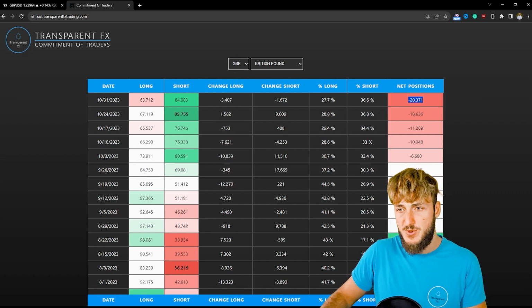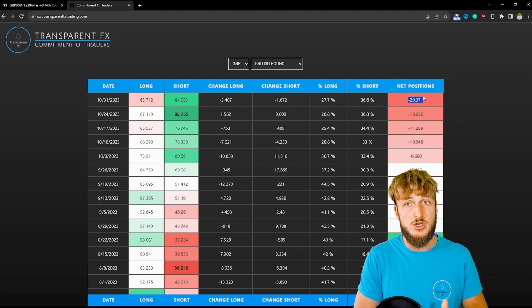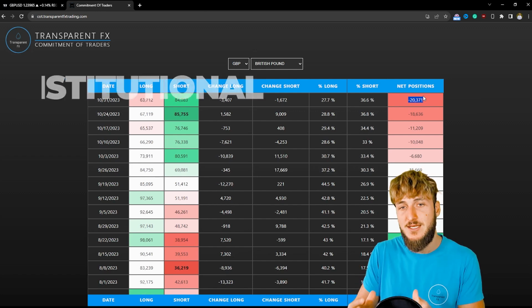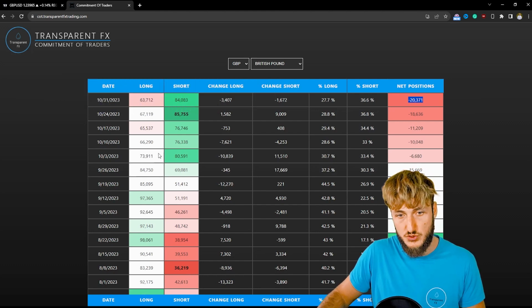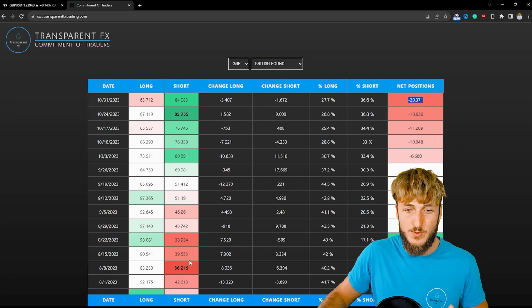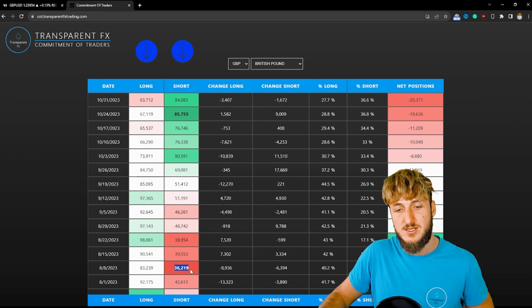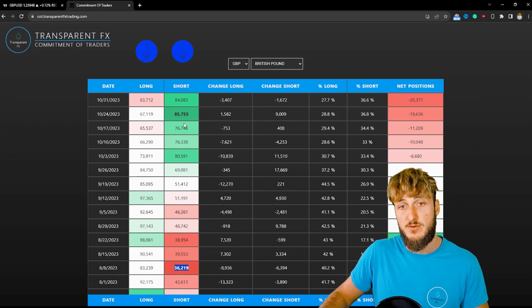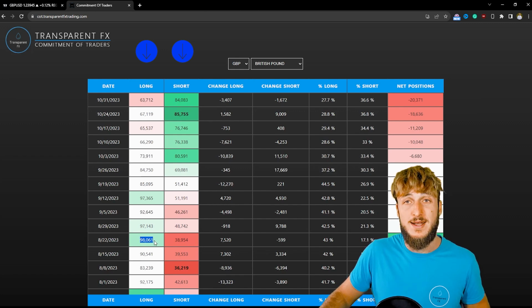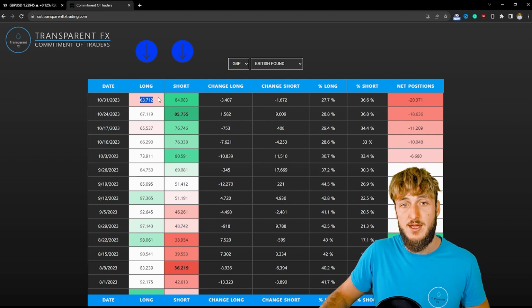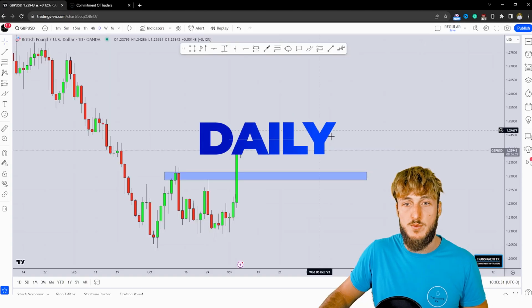So essentially what this means is that institutions are moving to the bearish side of GBPUSD by decreasing their net positions. So essentially what they're doing is increasing their shorts and decreasing their longs. We can see in fact how we went from 36.2k shorts here from an institutional perspective all the way up to 84k shorts. And now if we look at the longs, we can see how we went from 98k to now 63k longs from an institutional perspective. So clearly the institutional positioning has been moving to the bearish side of GBPUSD.